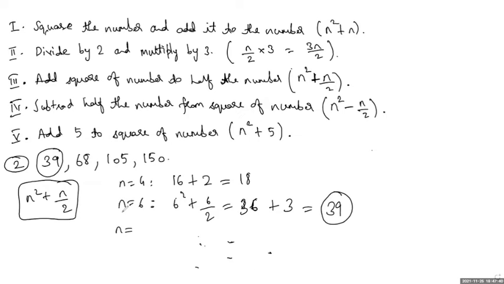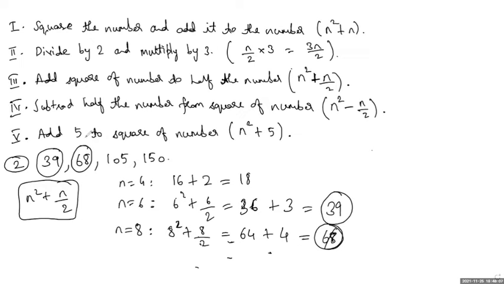Ma'am, 8. 8, correct. So we'll check for 8 now. 8 square plus 8 by 2. What is 8 square? 64. Plus, what is 8 divided by 2? 4. What is 64 plus 4? 69. Yes, is the next number matching? Is it matching? Yes, ma'am.